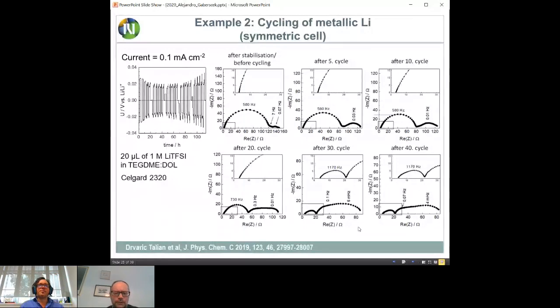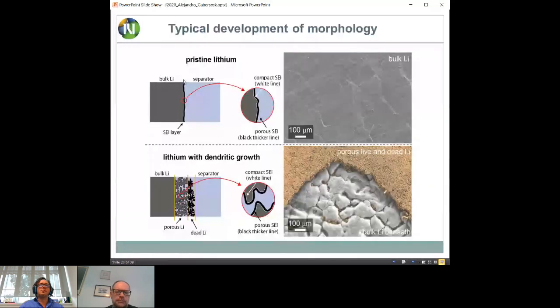But if you look into the literature, you will see that in the beginning you have, of course, bulk lithium. On top of it, you have SEI. Here you have the separator. Then during cycling, you develop porosity, and you have two kinds of porosities. One is porous lithium, metallic live lithium, still connected to the bulk. And then some lithium just dies out because it reacts totally; it's not lithium anymore, it's a salt. It's called dead lithium. And you can observe this under a microscope.